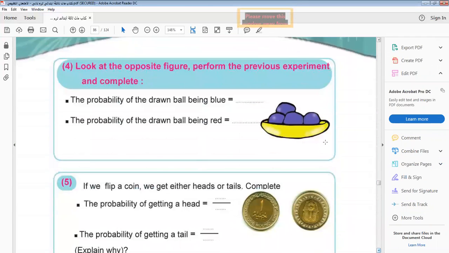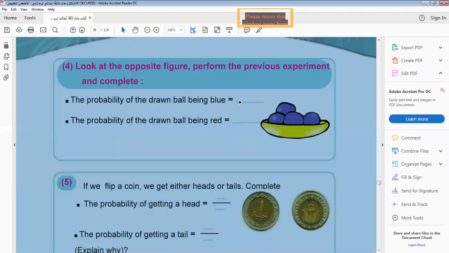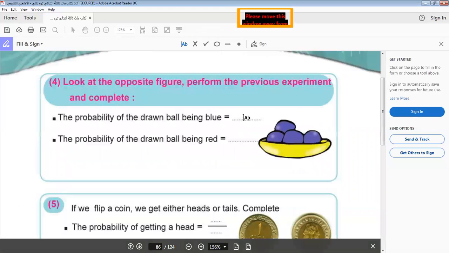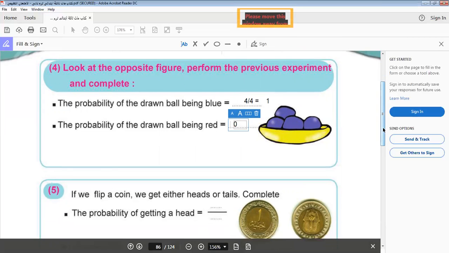In page 86, and that's the last one. What is the probability of the drawn ball being blue? All of them are blue. So 4 over 4, it is a certain event. Its answer is 1. We said the certain equals 1, and the impossible has probability 0. What is the probability of the drawn ball being red? I don't have any red ball, so the answer will be 0. That is the first experiment.